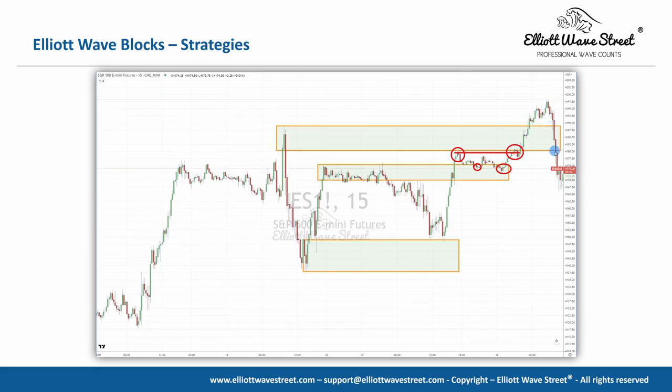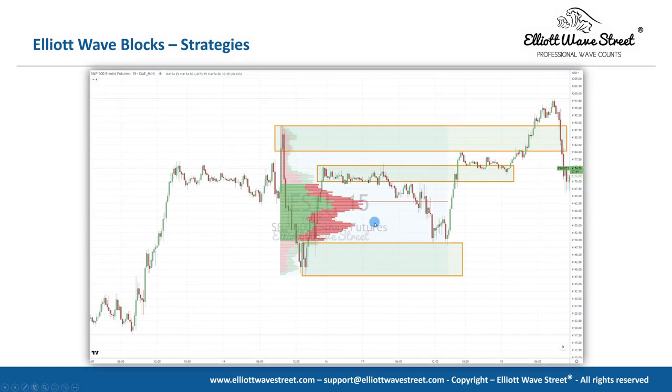But then, when the price rejects the Elliott wave block here, don't forget that it doesn't matter that the price before moves above. That's another entry. Let's have a look at other examples. Oh, let's add now the profile so we can have a better idea of what's going on.